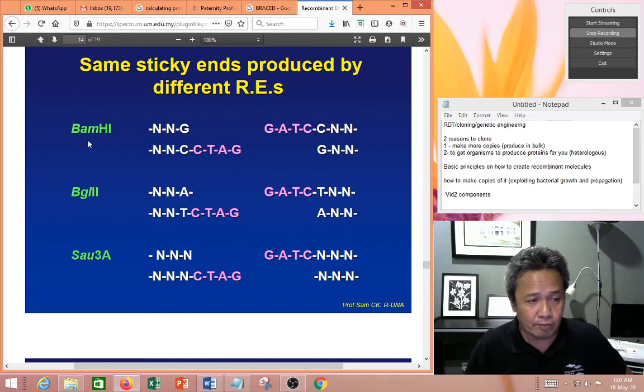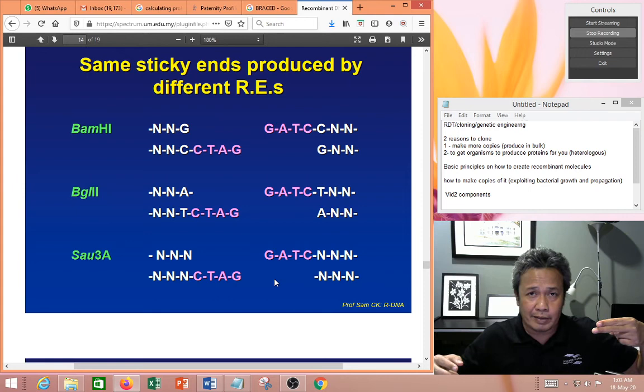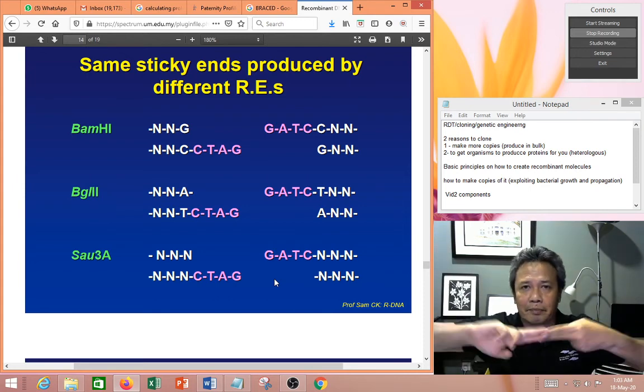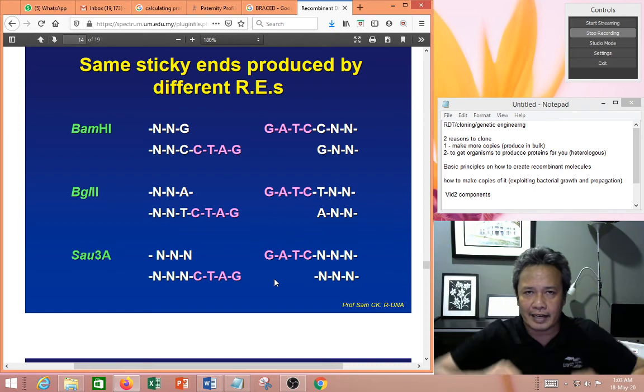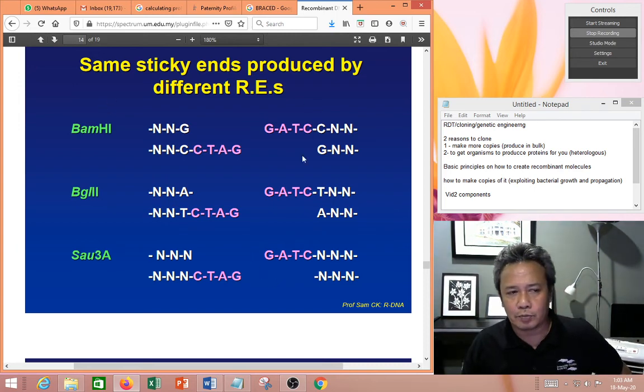However, for BamH1, the cutting site is between the first and the second G. BglII, the cutting site is between A and the first G. And then Sau3A cuts at the first G. And you'll find that all three different enzymes give the same sticky ends as the product of the cut. It's all GATC. Which means if you cut with two different enzymes, one with BamH1, the other with BglII, they can be joined together because their ends are the same. All right? So same sticky ends are produced by different REs.